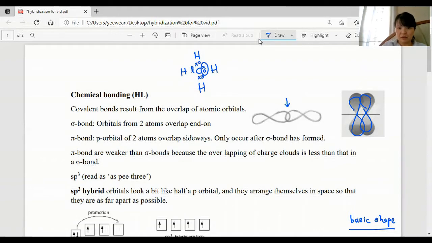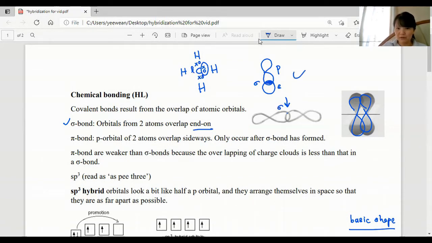There are two types of overlap here. If it overlaps at the end, so end on, like how I draw here, then it's a sigma bond. Other examples, if I were to draw it this way, it's fine. Let's say I put an s orbital here, so this s orbital and this p orbital. This is still at the end of the p orbital, so it's still end on. So it's still a sigma bond.